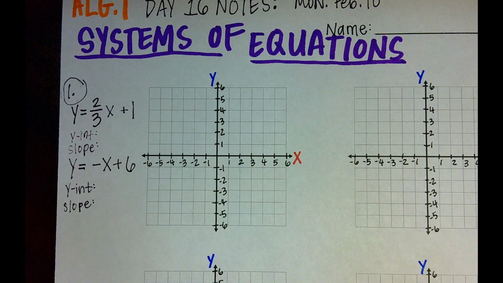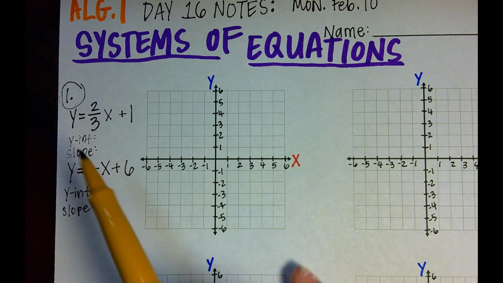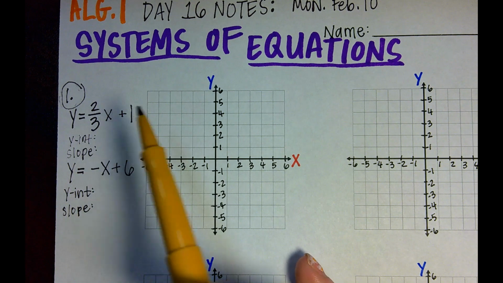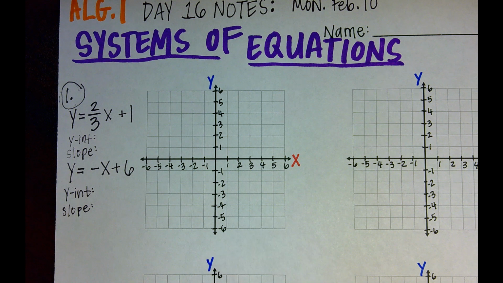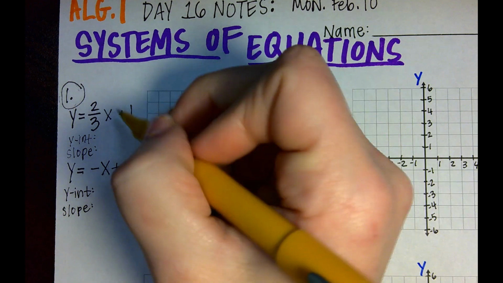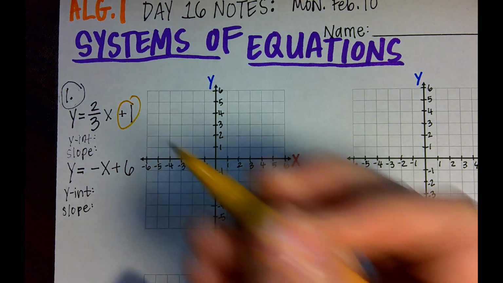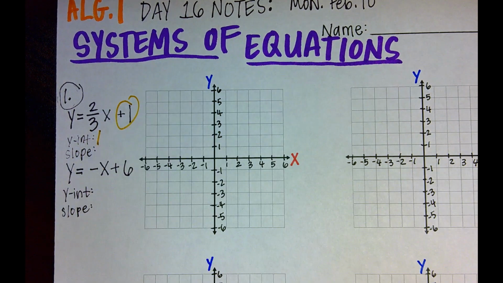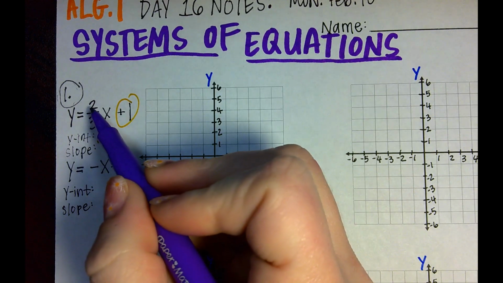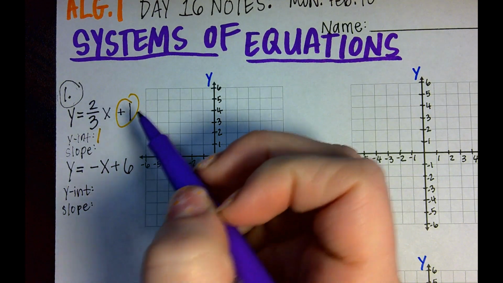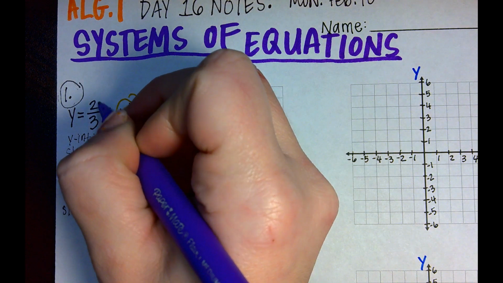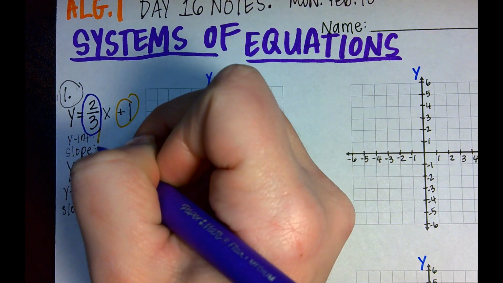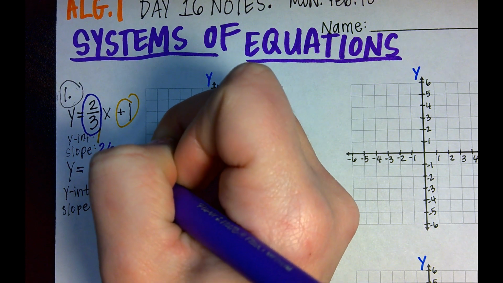So let's start with our first equation here. We have y equals 2/3 x plus 1. What is our y-intercept? 1. It's always that number at the end. My y-intercept is 1. And what's my slope? Yes, my slope is 2/3.